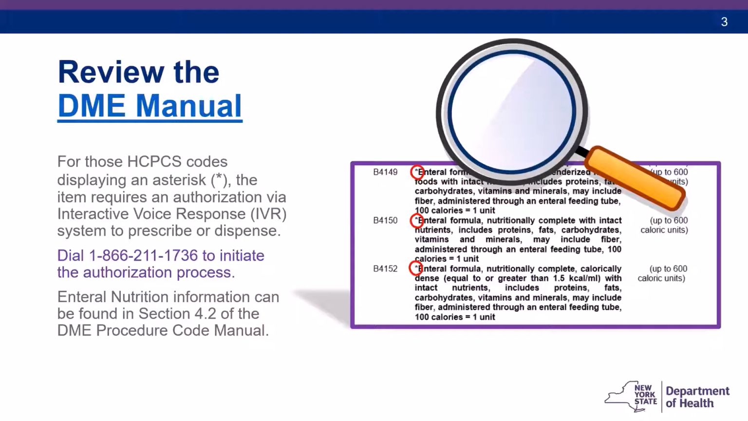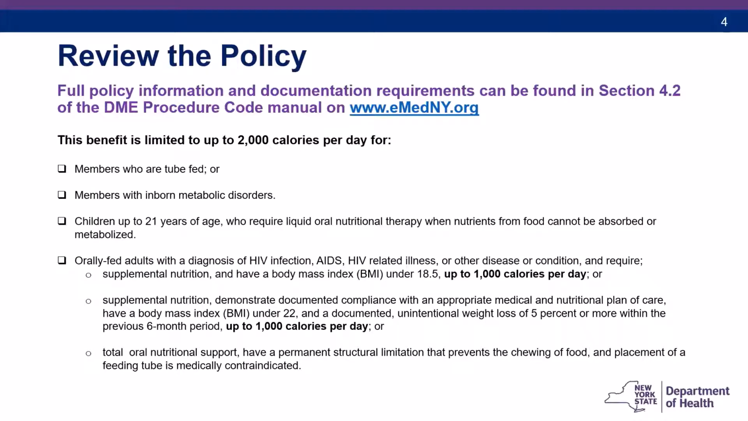When reviewing the DME manual, note that those HCPCS codes displaying an asterisk require an authorization via the Interactive Voice Response System to prescribe or dispense enteral products. Dial 1-866-211-1736 to initiate the authorization process. The department's enteral nutrition information can be found in Section 4.2 of the DME Procedure Code Manual. Full policy information and documentation requirements can be found in Section 4.2 of the DME Procedure Code Manual on eMedNY.org.